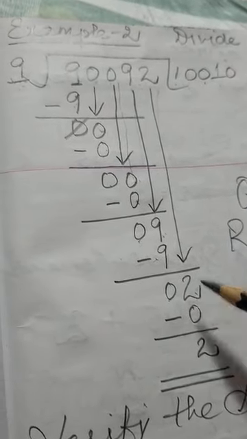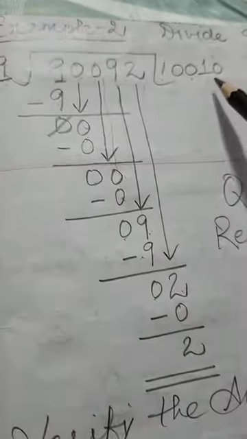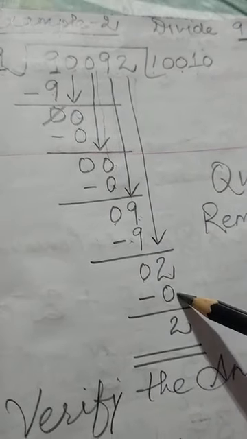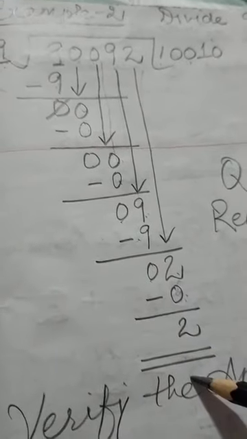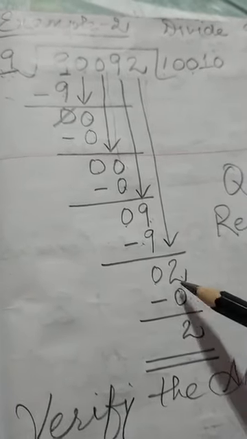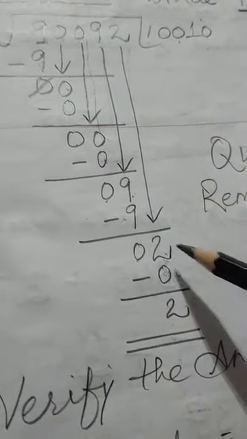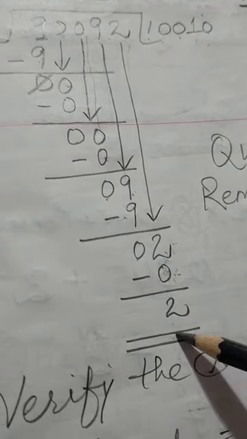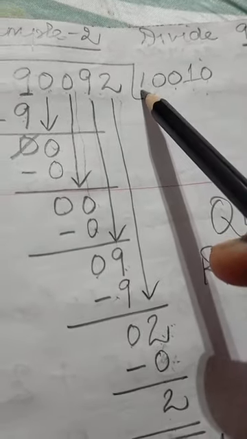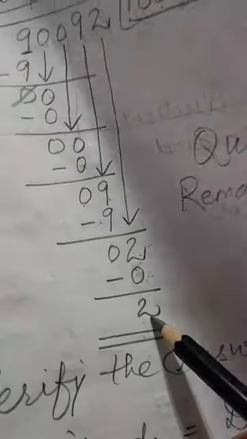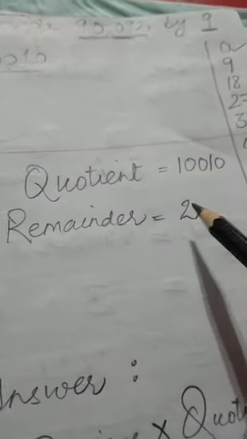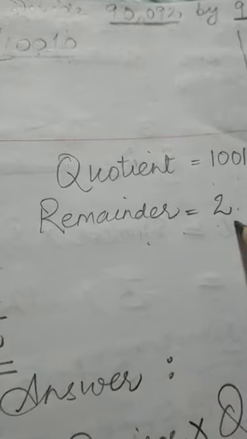So on which place will it go? 9 zeros are 0, because we cannot write 9 ones are 9. If we write 9 here, then 2 minus 9 is not possible, so we will write the smaller digit, that is less than 2, so that is 0 only. 9 zeros are 0. When we subtract these two, we will get 2. So 10,010 is the quotient and 2 is the remainder. What is the quotient? 10,010 and the remainder is 2.